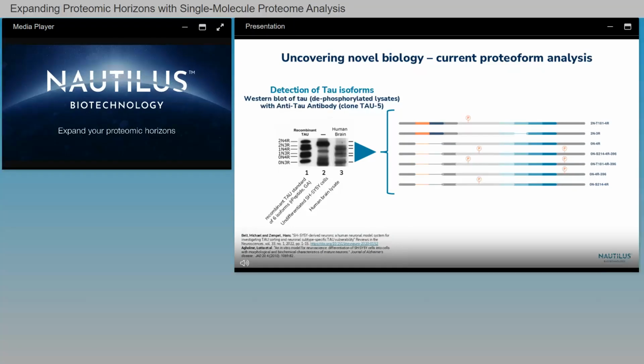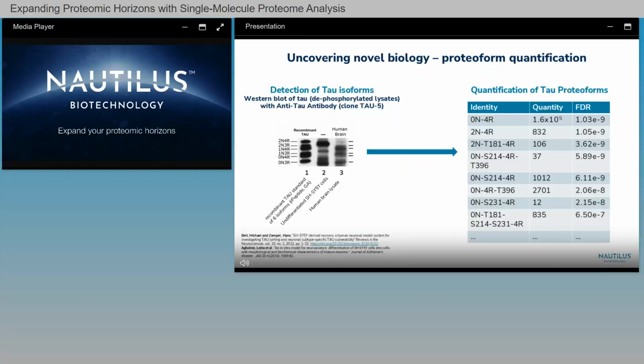What we really want is we want to be able to extract from our sample perturbed biologically and say, all right, well, this is for this particular form that is the 0N4R isoform and is doubly phosphorylated, about how much of that specific proteoform is present in our sample. And how does that change in response to perturbation or disease progression?